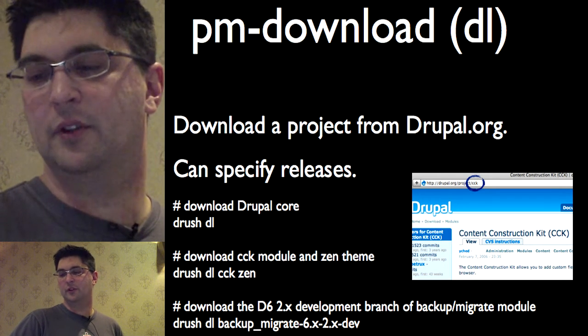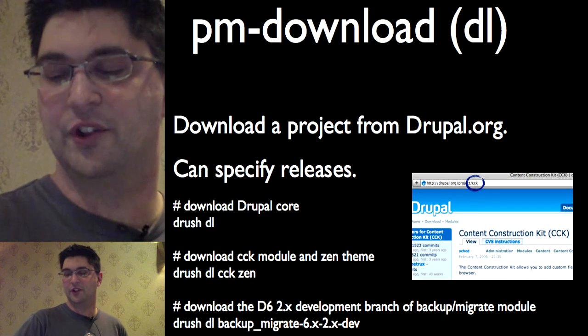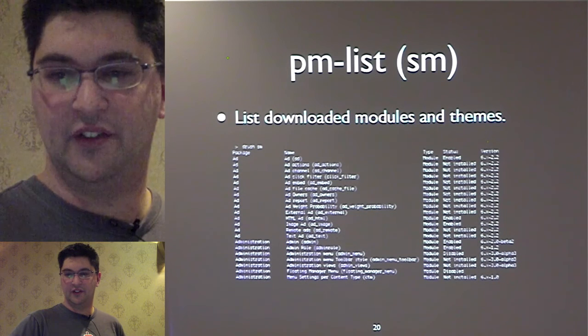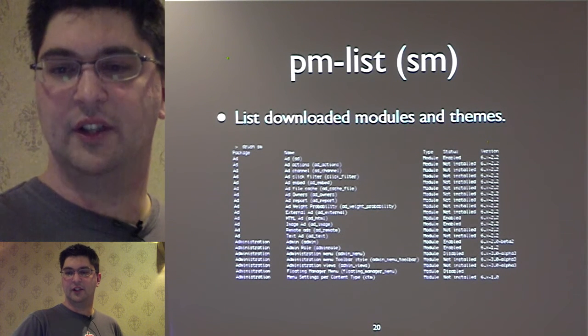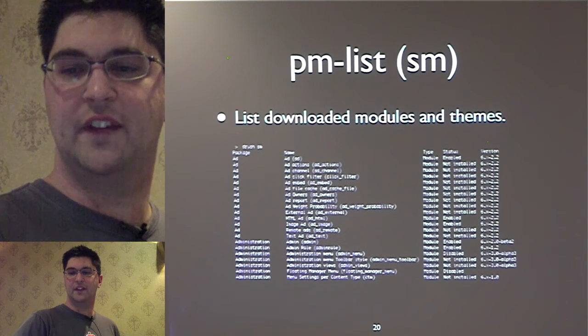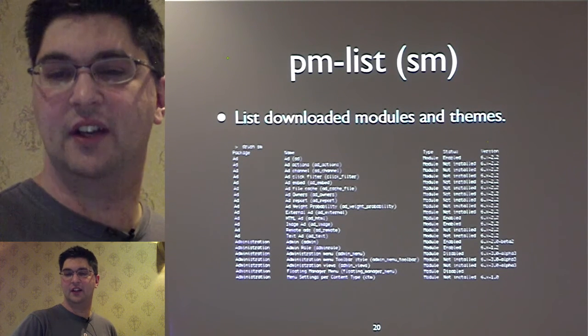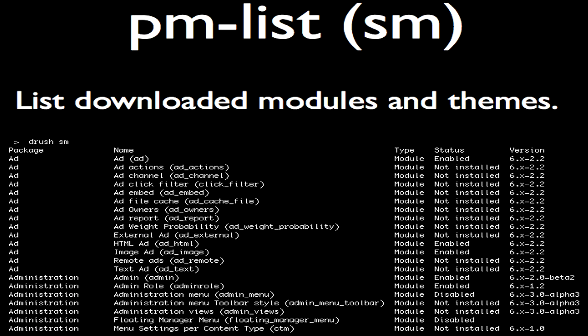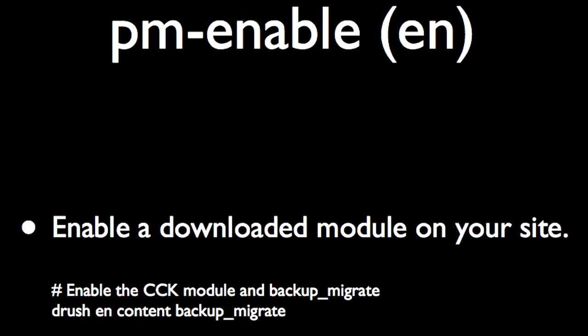So development 2, or version 2 of the module for version 6 of Drupal. We also have a PM list command that is going to give us a complete list of all the modules and themes that are currently available to our site. So anything that's living within our Drupal tree will be listed on there. This includes what package it belongs to, whether or not it's enabled, and what version we have available to our site.